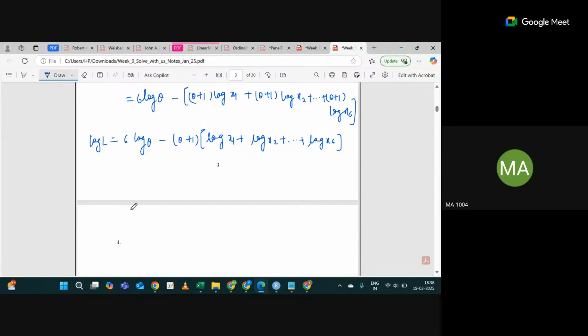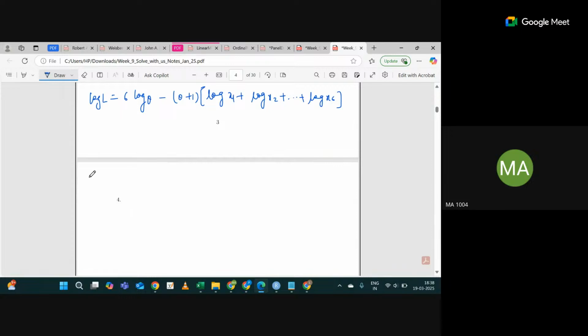What is the next task? We got the log of L. We have to find the derivative. So, differentiation. d of log L by d of theta will be 6 by theta minus, what should I write? Tell me. Log x1 plus. First of all, if you differentiate this one.